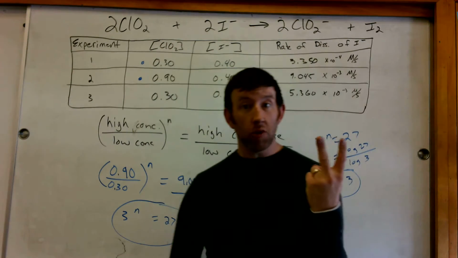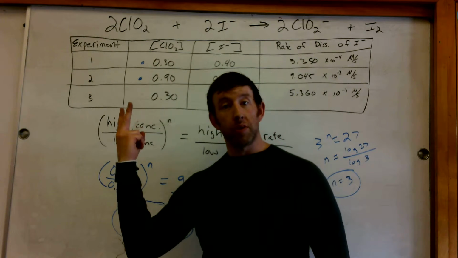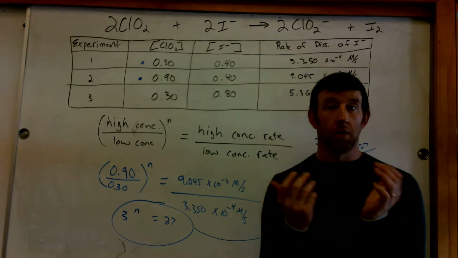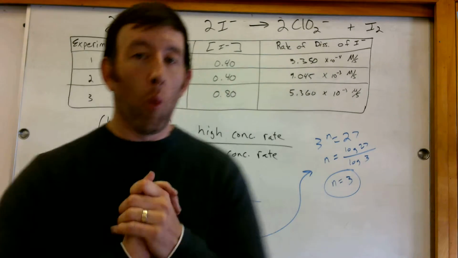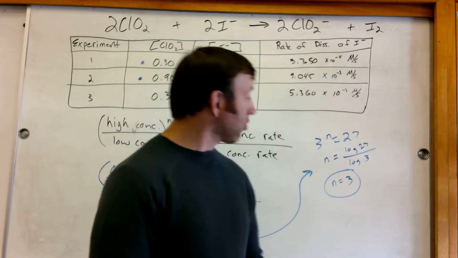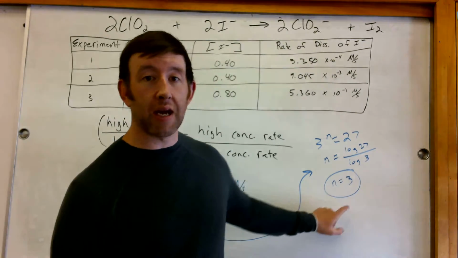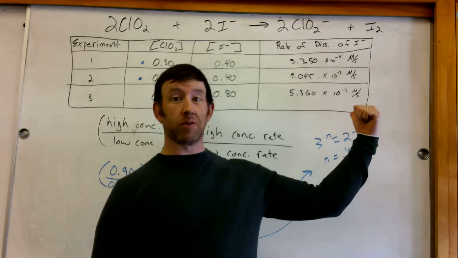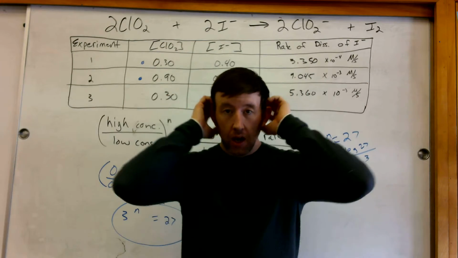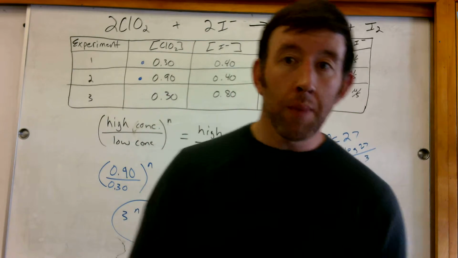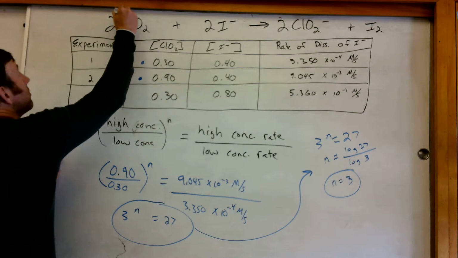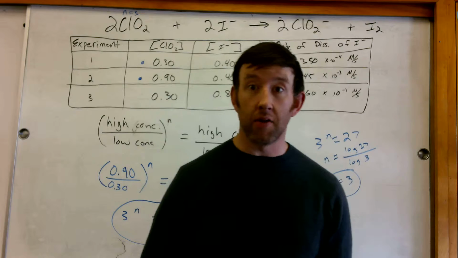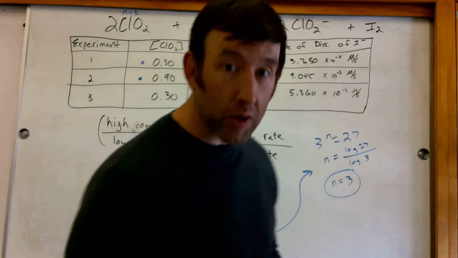If it was a second order reactant, doubling this would raise the rate 2 to the second power, or this would go up 4 times. Does that make sense? So when we say that the reactant order with respect to chlorine dioxide is 3, that means if this doubles, the rate is going to go up 8 times. That's what that means. Okay? Now, I'm going to write n equals 3 above this, n being the order of that reactant, and that's going to be important when we get to our rate law question later.